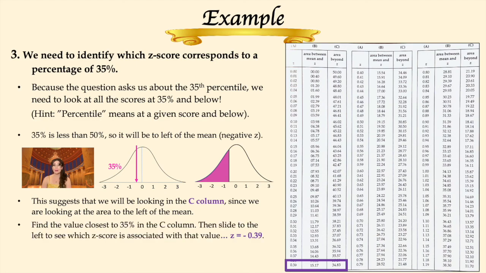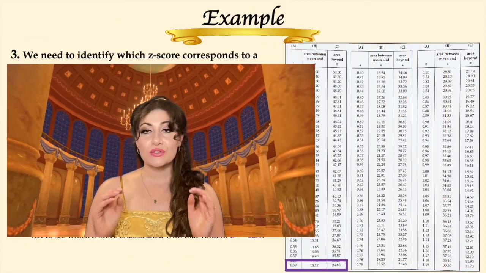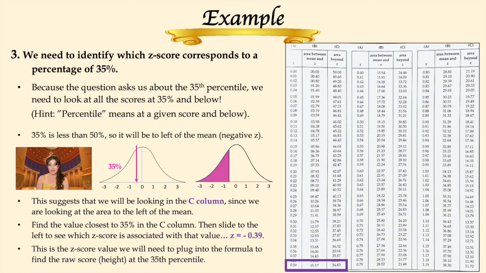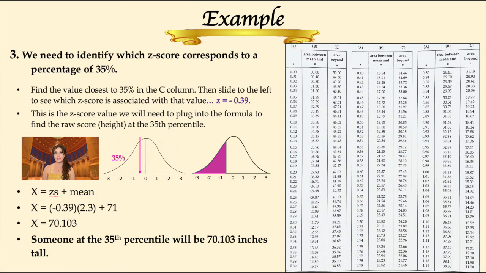0.39. But remember, because we're talking about a value that is below the mean, it's very important that you indicate that this z-score is negative. So this is the z-score, negative 0.39, that we're going to plug into our raw score formula in order to figure out which score is at the 35th percentile. So once we do that, we have the fact that x is equal to the z-score multiplied by standard deviation plus the mean. So now if we substitute the values in the formula, we have x is equal to negative 0.39 multiplied by 2.3 plus 71.